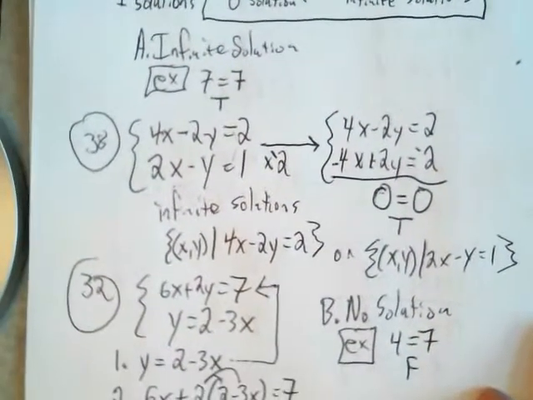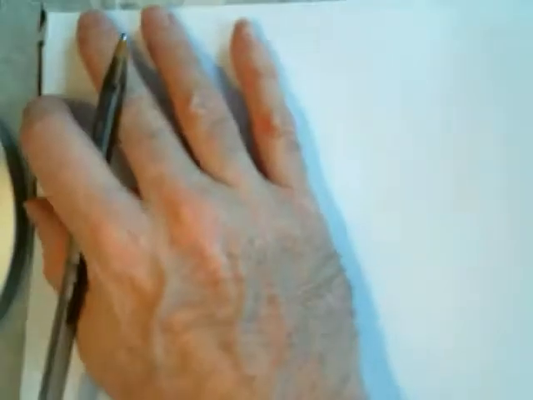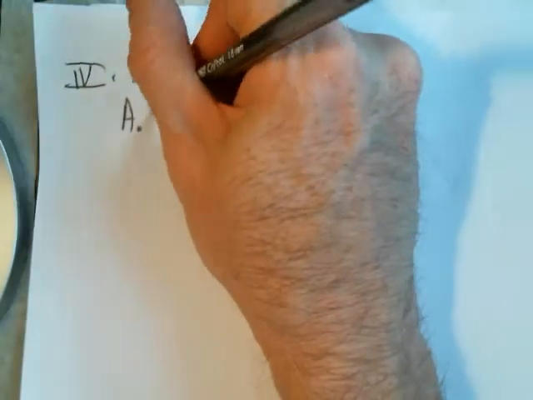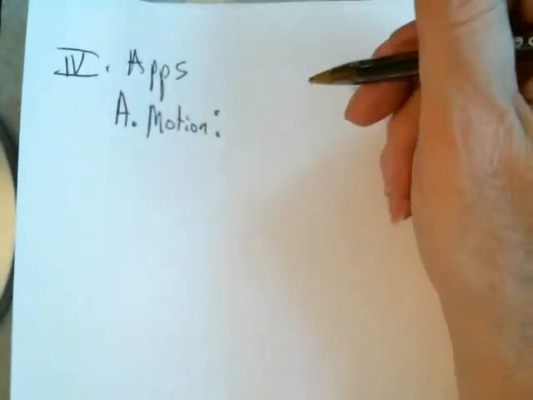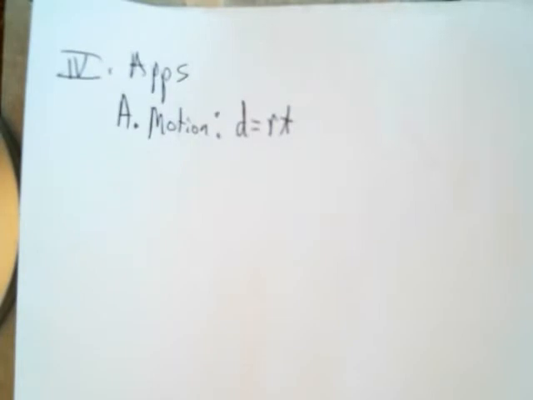Okay, so applications. On the test, I'll be focusing on the motion application. So section 4 then, applications. And in particular, we need the motion formula memorized. So motion, we're going to know distance equals rate times time. So I was traveling 50 miles per hour for 2 hours. How far did I travel? Well, you traveled 100 miles.